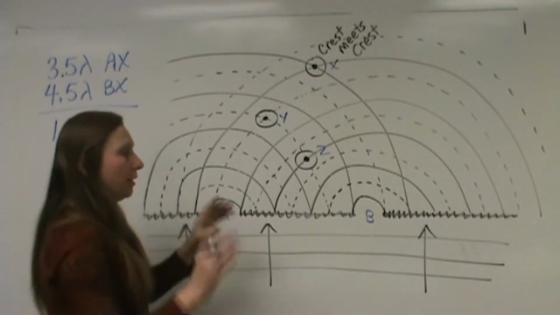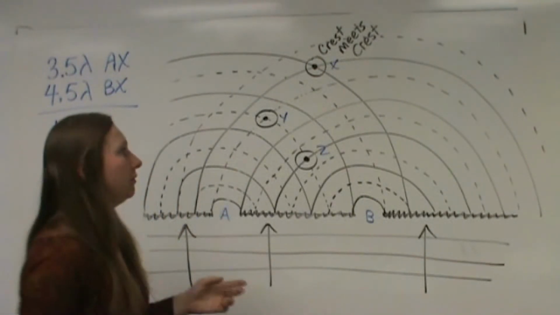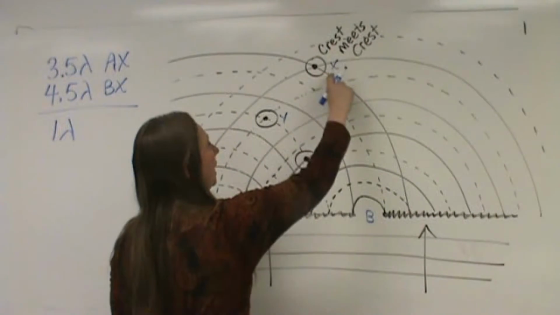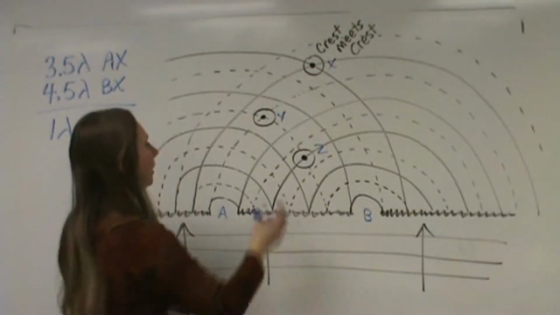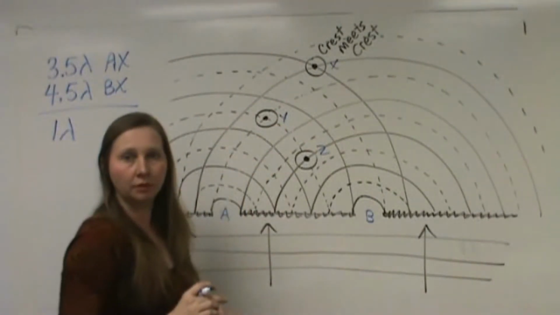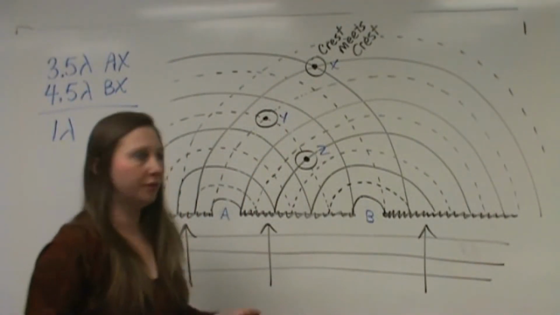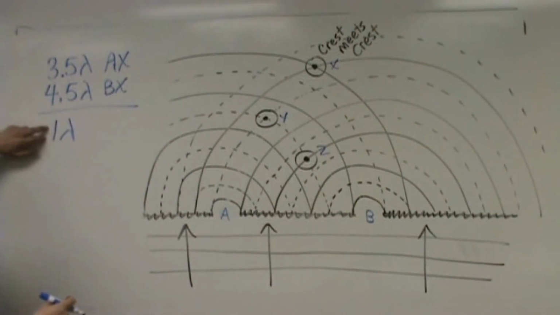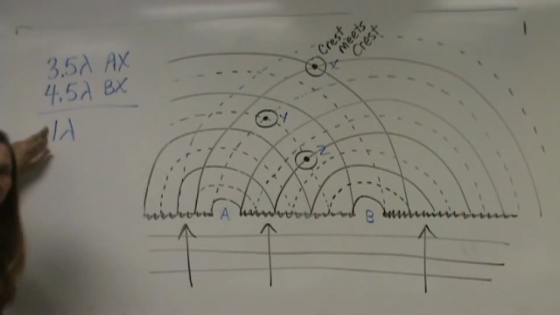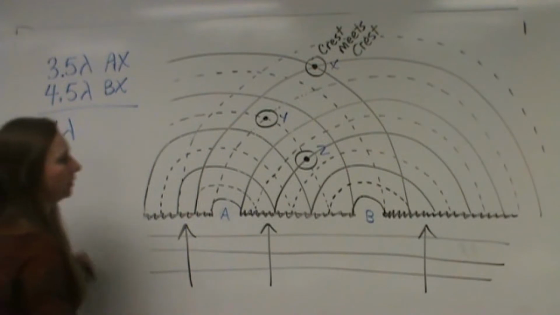So we have 2 ways to tell that it's constructive interference. It's crest-crest. It's 5 to 5, so there's no difference. It's trough-trough. Again, constructive interference. Or it's 3 and a half and 4 and a half. The difference between them is exactly 1 wavelength. They are in phase, so this is constructive interference. Now, what about this one?